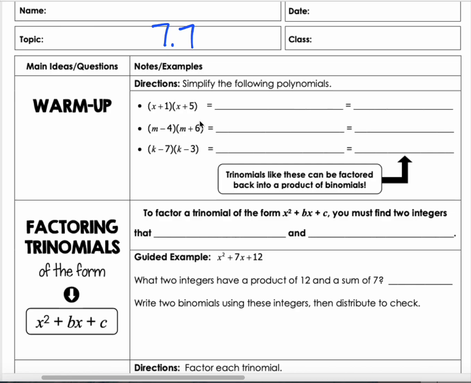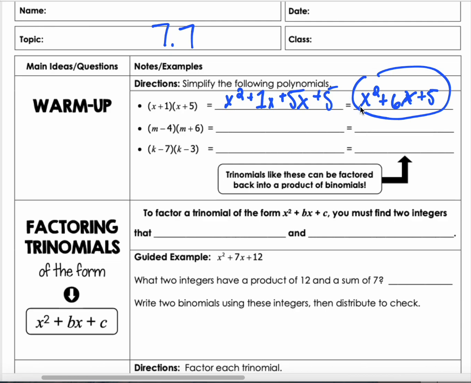So let's go ahead and take a look at our FOIL method again, just as a refresher. We have our first, our outer, our inner, then our last. So x times x is x squared. Then we have 1x and 5x and positive 5. We add that x. Then we're going to combine our like terms, which leaves us with x squared plus 6x plus 5. But what if we're given a problem that starts off like this?